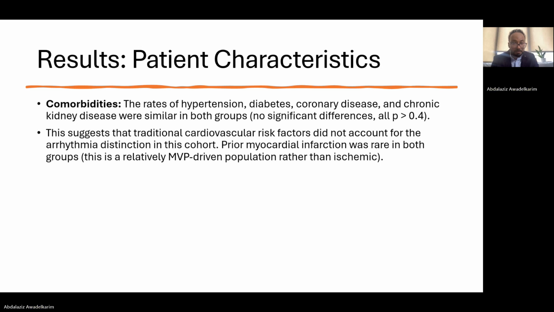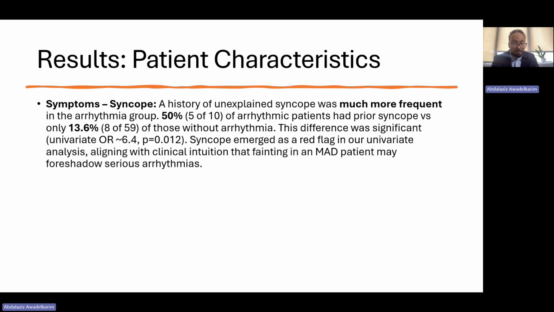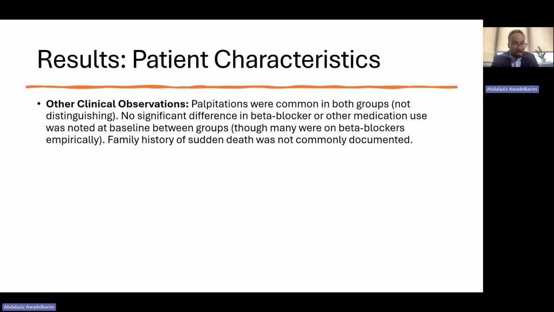With regard to symptoms, we noticed that a history of syncope was more frequent in the arrhythmia group, and that was statistically significant. If you have MAD and a history of syncope, your odds are 6.4 of having a life-threatening arrhythmia compared with people who did not report a history of syncope. Other clinical variables were not different between the two groups.